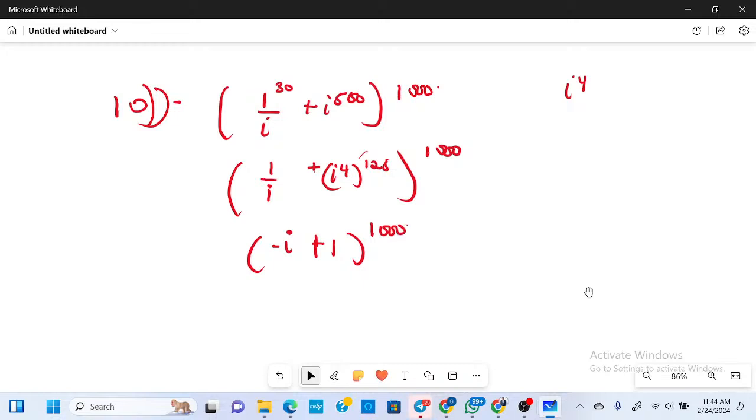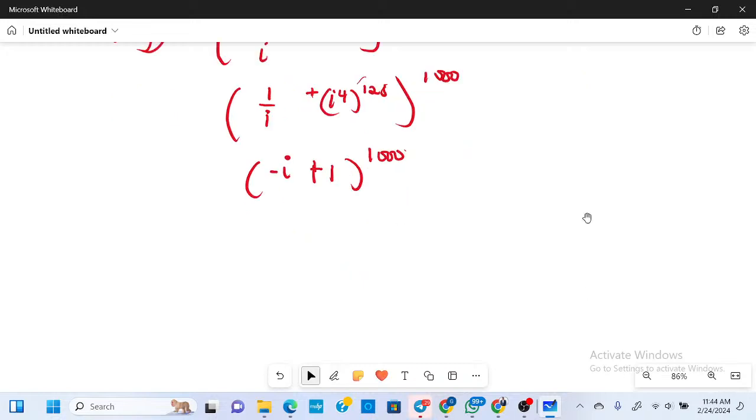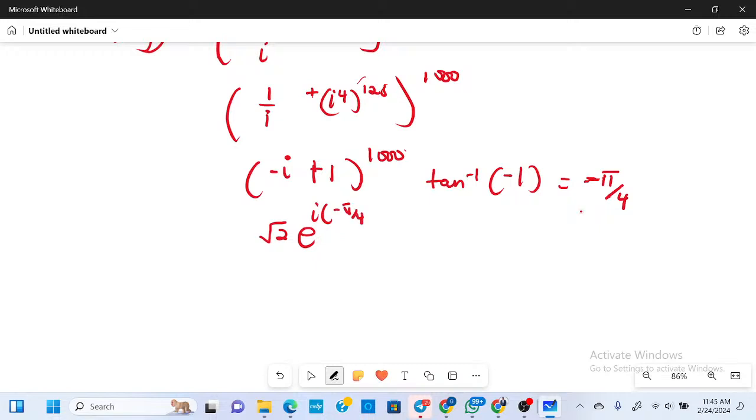So at this point, we are having a complex number to the power 1000. We apply de Moivre's theorem. So our r is simply what? Square root of 2. I'm cutting things short here. Then i open brackets, angle is tan inverse of negative 1 on 1. So negative 1, that is negative pi on 4. So I get negative pi on 4.